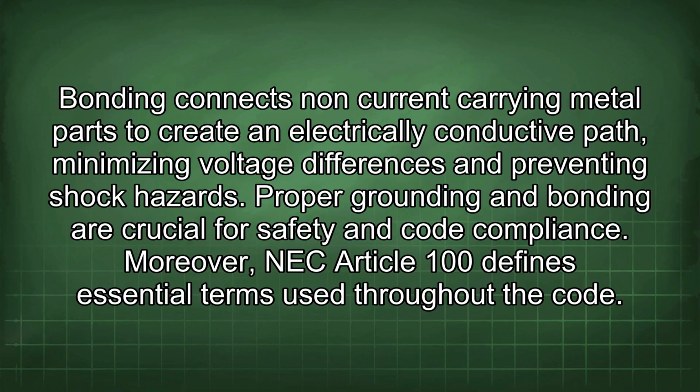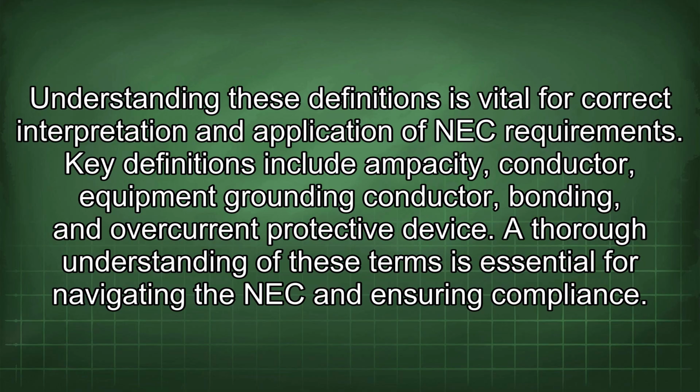Moreover, NEC Article 100 defines essential terms used throughout the code. Understanding these definitions is vital for correct interpretation and application of NEC requirements. Key definitions include ampacity, conductor, equipment grounding conductor, bonding, and overcurrent protective device. A thorough understanding of these terms is essential for navigating the NEC and ensuring compliance.